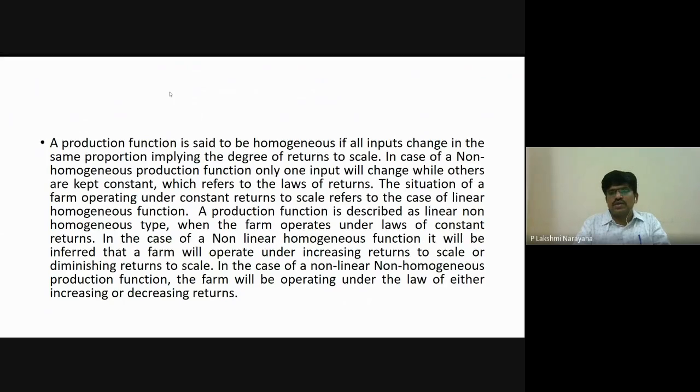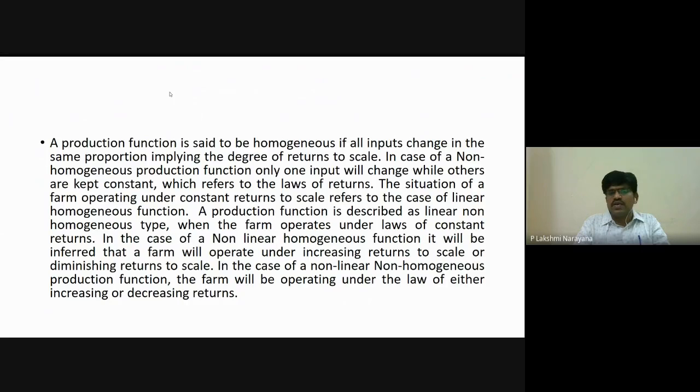In case of a non-homogeneous production function, only one input will change while others are kept constant, which refers to the law of returns. So the situation of a firm operating under constant returns to scale refers to the case of a linear homogeneous function. Whenever the firm operates under constant returns to scale, it means it is a linear homogeneous function.